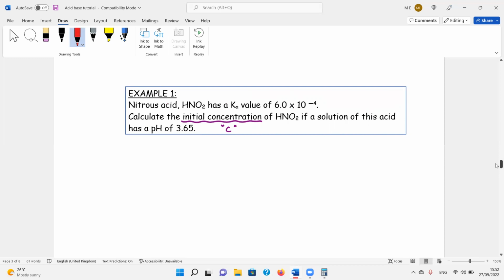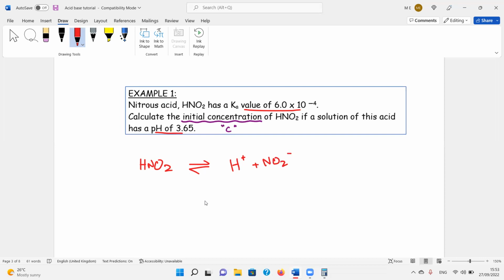So the first thing you should be thinking about after you collect all the information is establishing the ICE table. Let's put down the information we have. We have Ka, I'll not write it, just underline it. And also we have the pH here. pH helps us to find the concentration of hydrogen. So if we write the equation, HNO2 will dissociate to give us H plus and NO2 minus.